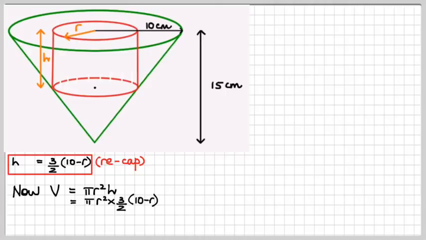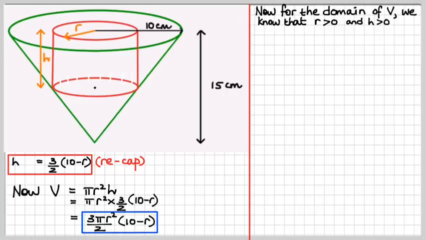Okay, now, therefore, this is our formula for the volume. Okay, just cleaned up a little bit. There it is. Do you like it? It's pretty nice. Now we've got to do the old domain trick here. For the domain of V, the volume of the cylinder, ladies and gentlemen, we would know that r has to be greater than 0, and also h has to be greater than 0 at the same time. Otherwise, we don't have a cylinder, do we?